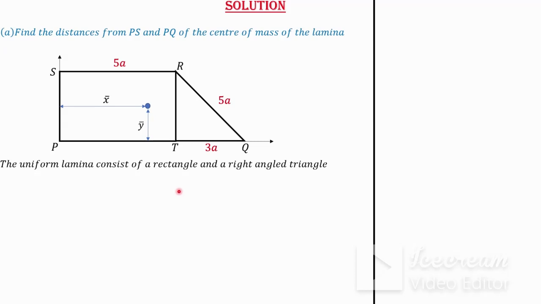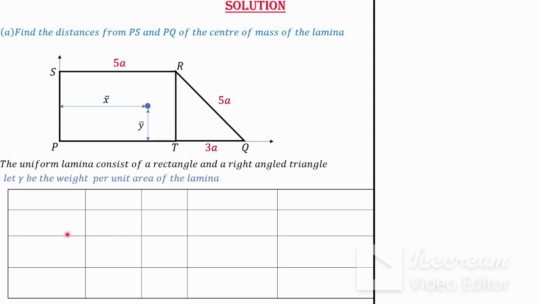But before coming out with this table, we first have to make a very big assumption: let gamma be the weight per unit area of the lamina. Why am I saying this? Because this figure, a rectangle and a triangle, are two-dimensional objects. A rectangle is a two-dimensional object, and this right angle triangle is also a two-dimensional object.